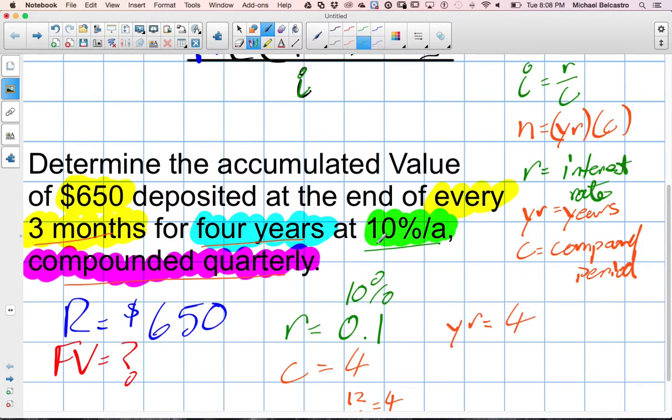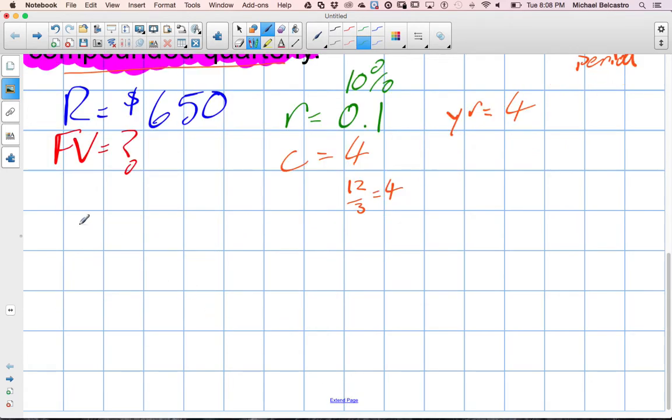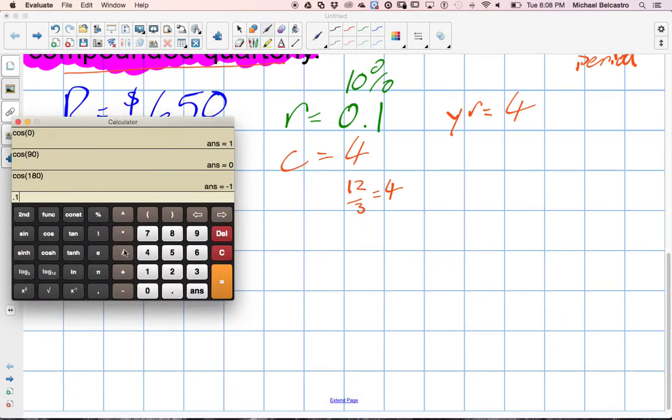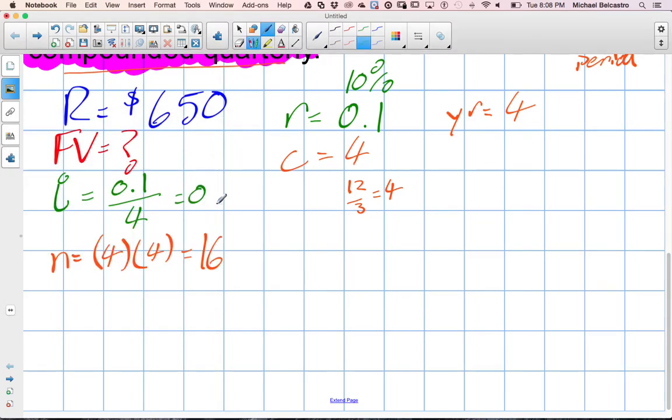So we still need to calculate what I is going to be. I is the interest rate, 0.1, divided by the compound period, which is 4. And our N value is the number of years times the compound period, which is 4 times 4, so that's going to be 16. And 0.1 divided by 4, oh, that's not bad, 0.025. Okay, so we've got all of our values.